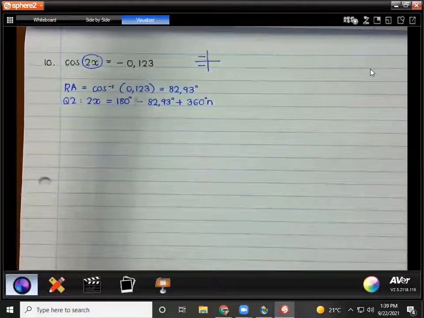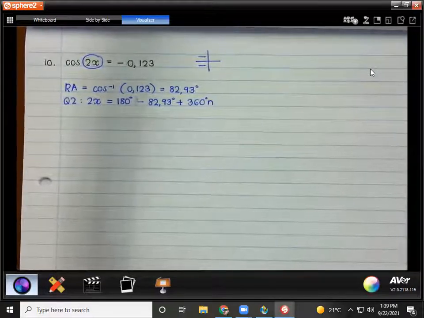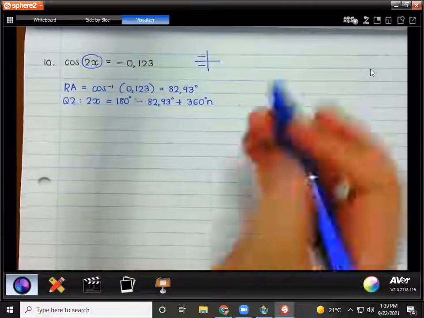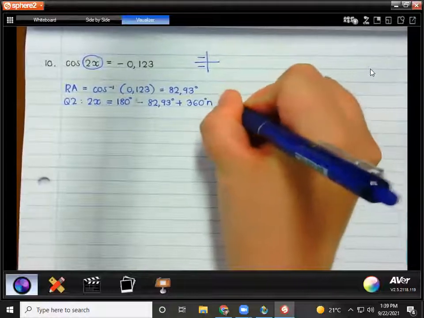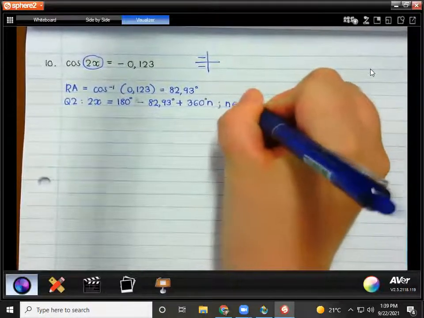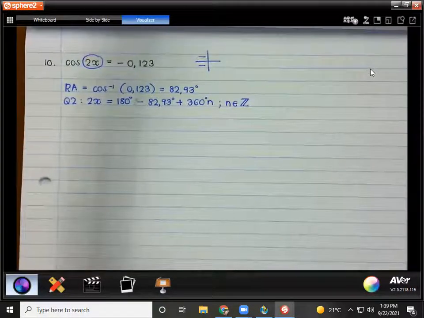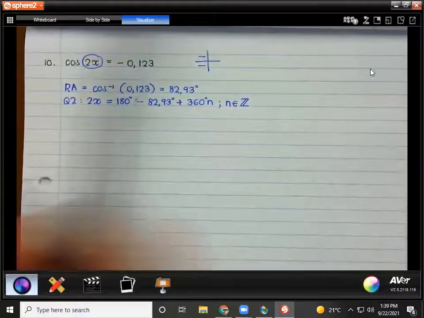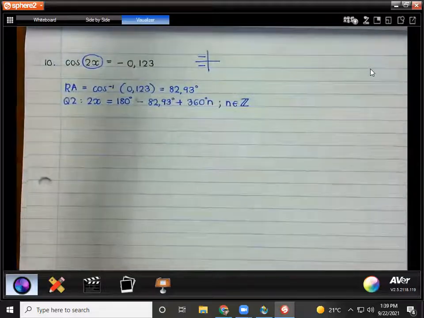Well, we'll see now that it will give you different ones, but we're going to do that next. Okay, first we just set up our normal general solution using 2x equals 180 minus A plus 360n. We need to tell the marker what n represents, right? n represents all integers. Now you can just calculate that, yes?